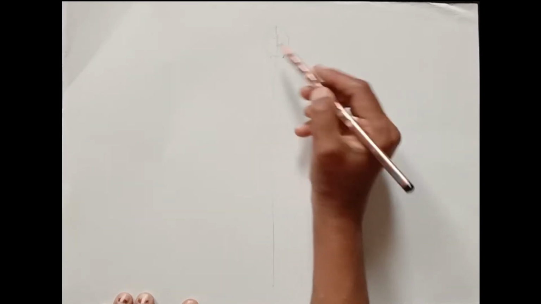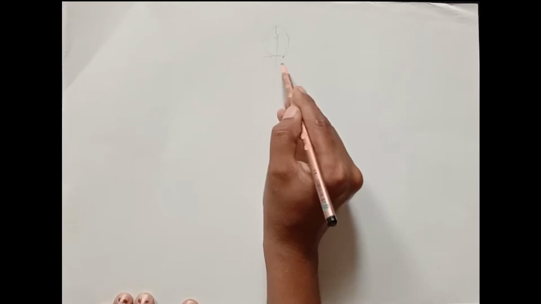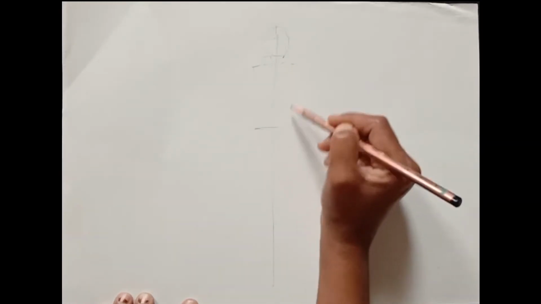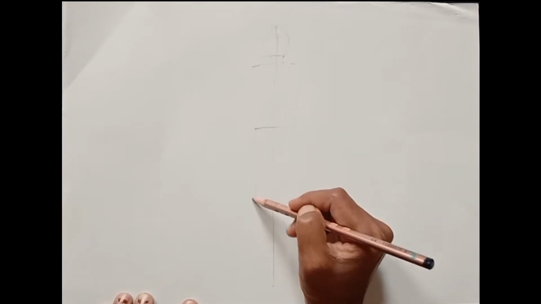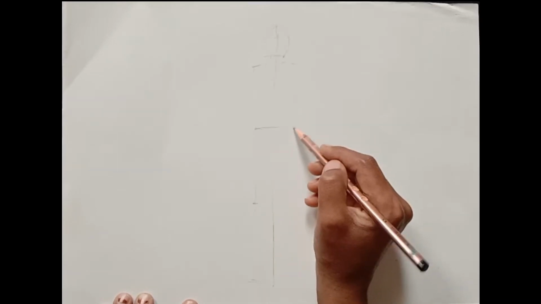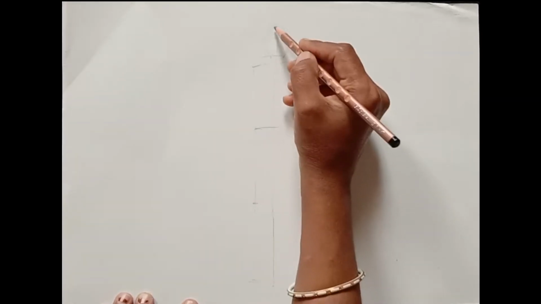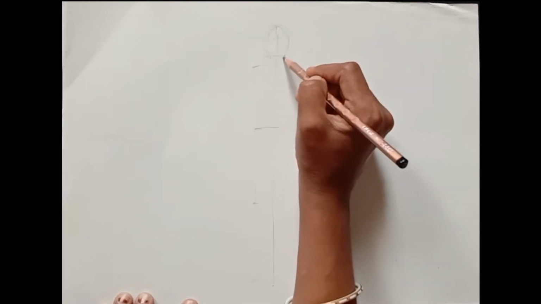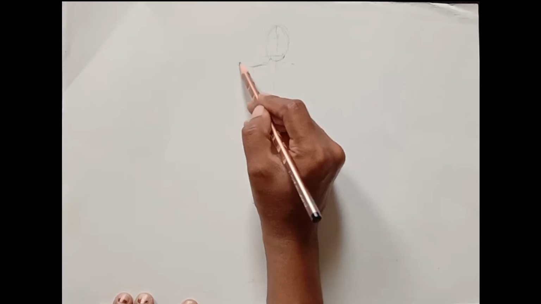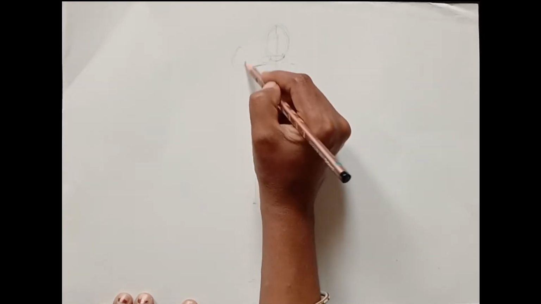So first a face, then a neck, from shoulder till the stomach, stomach till the legs. This is knees and legs. Now as I said, dancing figure. So first this face, then a shoulder. So one hand will be this way.